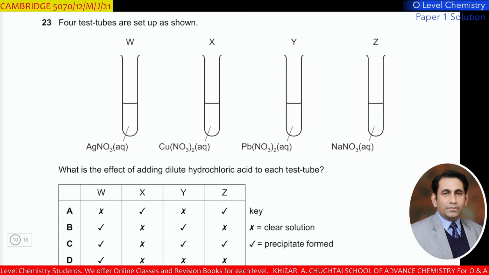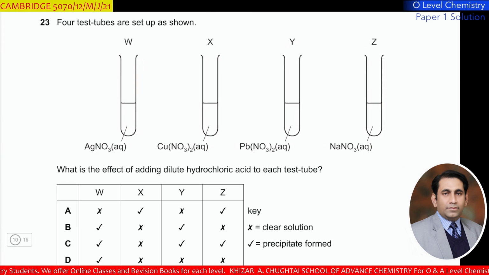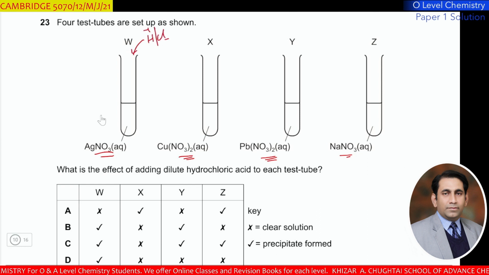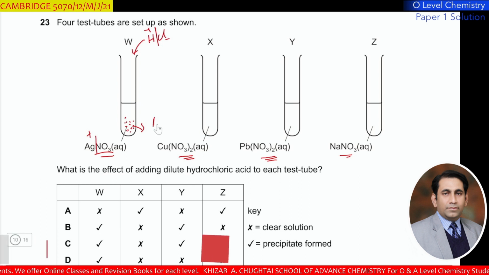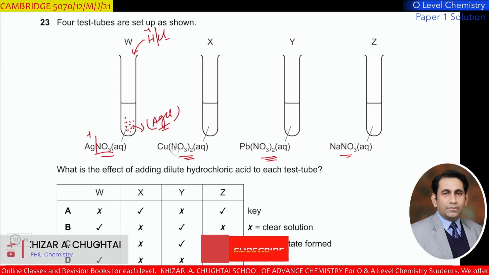Yes, 4 test tubes are set up as shown: W, X, Y and Z. Here is AgNO3, here is copper nitrate, here is lead nitrate, here is NaNO3. What is the effect of adding dilute HCl to each of the test tubes? If we add dilute HCl, HCl means H positive ion and Cl negative ion. Here is the presence of Ag positive ion, so a white precipitate is formed. AgCl is formed in this case.